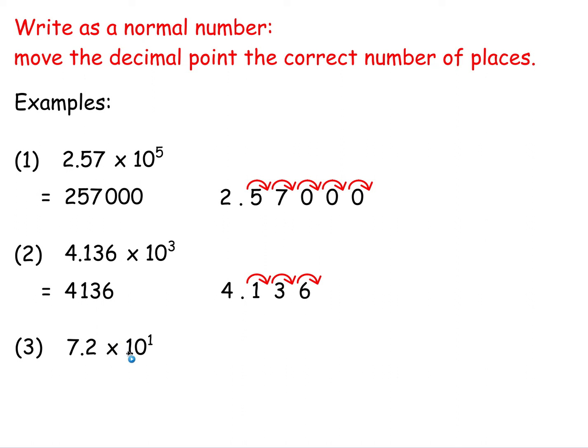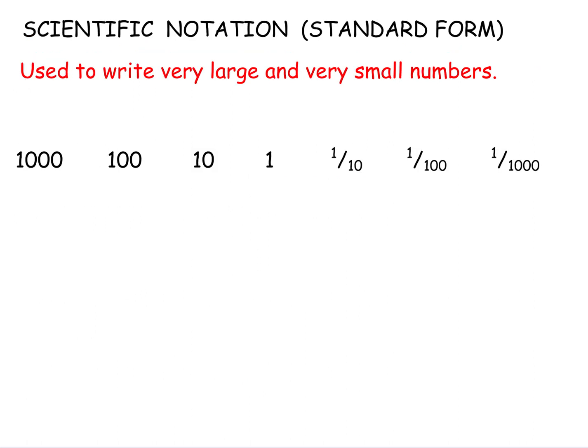7.2 times 10 to the power 1, point shifts 1 place, 72. So exactly the same process to take a number out of scientific notation as to put it into scientific notation. So that's very large numbers. For very small numbers, you need to establish a result here.